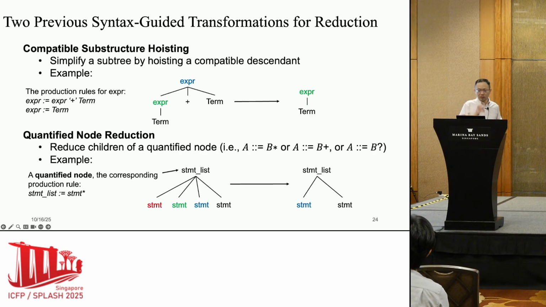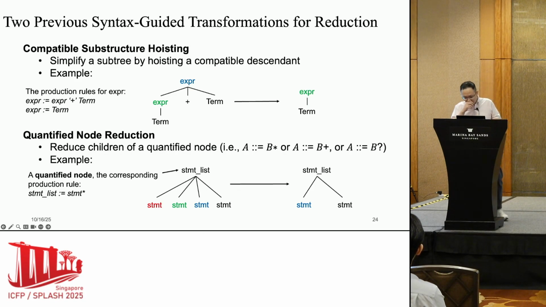Another transformation is called quantified node reduction, which refers to a node that corresponds to a production rule whose right-hand side is non-deterministic and quantified. For example, in this tree, the statement list is a quantified node. Its children can be an arbitrary number of statements. For this node, we can remove some of its children, and it will not break the syntax. The idea of this reduction is to simplify the tree by performing delta debugging on this kind of list. These two kinds of transformations have been proved very effective.